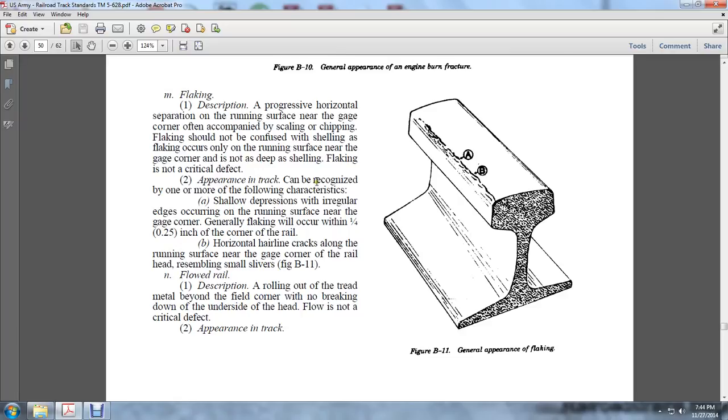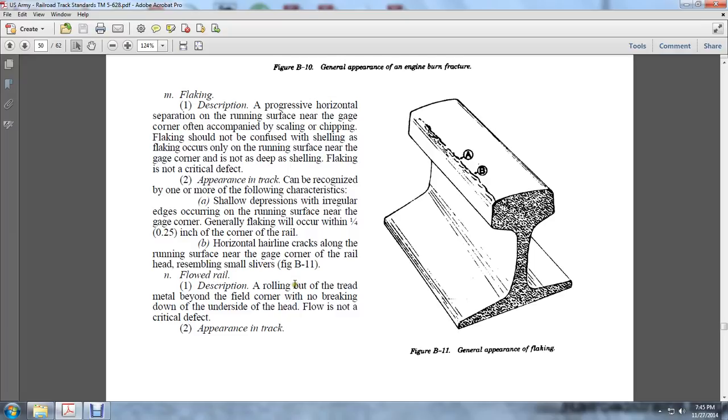Appearance in the track: it can be recognized by one or more of the following characteristics: shallow depressions with irregular edges occurring on the running surface near the edge of the rail, generally within 1/4 of an inch of the gauge corner. Horizontal hairlines along the running surface near the gauge corner of the railhead, resembling small slivers of flowed rail.